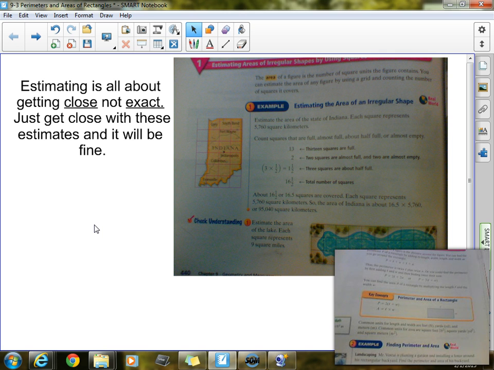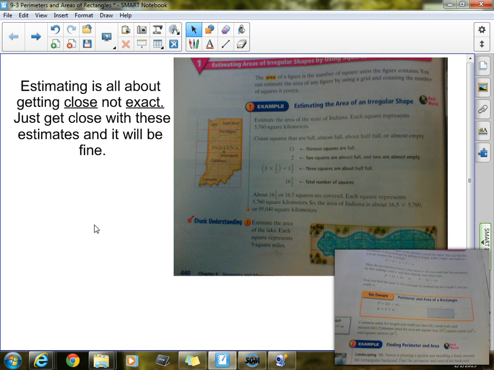check that out. Now we're going to start. Our very first objective is we're going to find the area of an oddly shaped figure. Now, this whole idea is actually pretty simple because all we have to do is get pretty close. You see on the board there, estimating is all about getting close, not exact. Just get close with these and it'll be fine. Okay, I'm not going to get upset for you not getting close. Okay, just not getting exact, just get close.